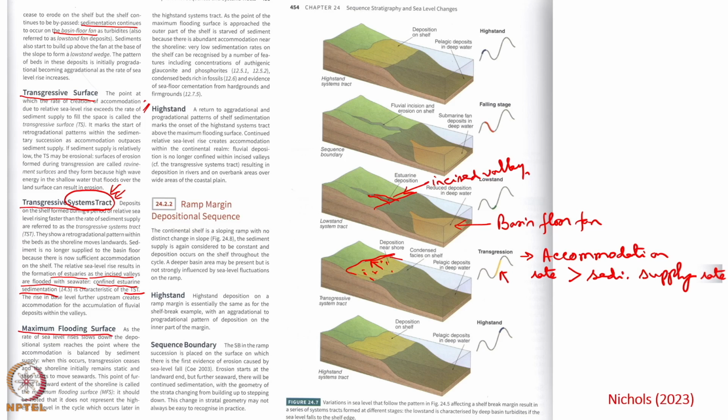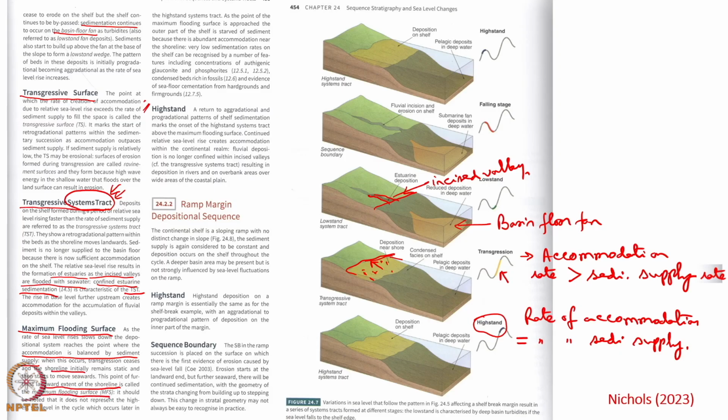As the rate of sea level rise slows down, this is the high stand. Here the rate of sea level rise has slowed down. Here accommodation is balanced by sediment supply. The rate of accommodation nearly equals the rate of sediment supply, and the shoreline farthest in the landward extent is called the maximum flooding surface. So this surface is known as the maximum flooding surface.